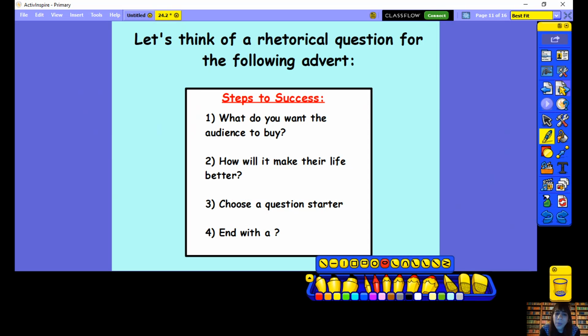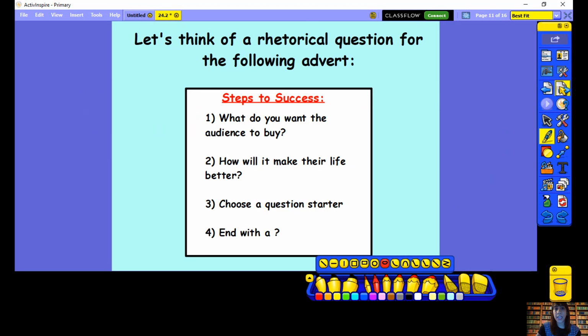Number 2, how is it going to make their life better? Because this is going to help me write my question. What do I want them to get thinking of? Number 3, I'm going to choose a question starter from the ones that you jotted down. And then I'm going to remember that my question has to end with a question mark.